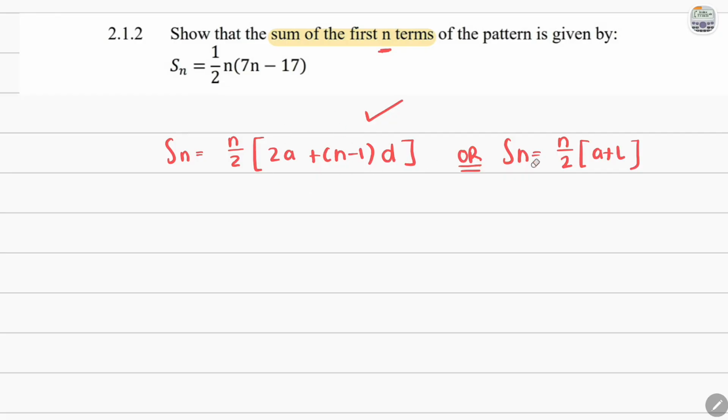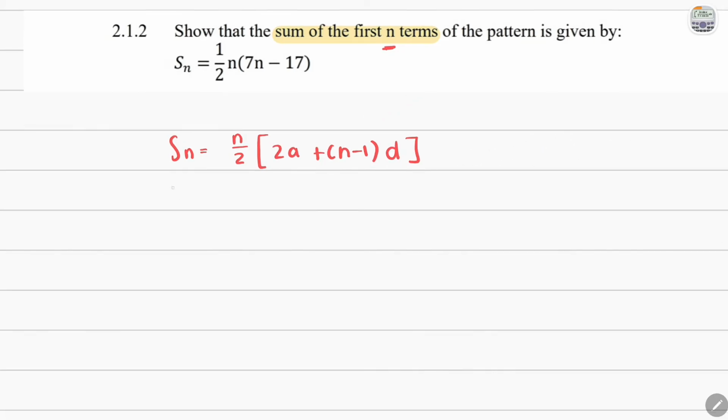Because we're still going to get to this point. If you say first term plus last term, well, the last term is a plus n minus 1 times d, so it's still going to be the exact same thing. So let's go ahead and use this formula. Sn is equal to n over 2, because we're trying to find the sum of the first n terms.